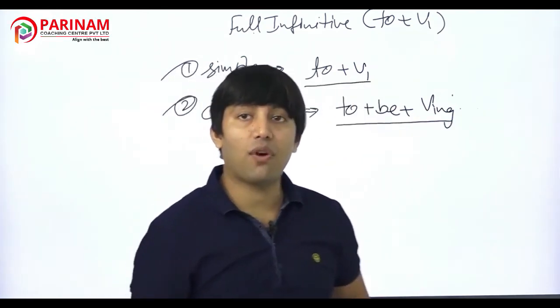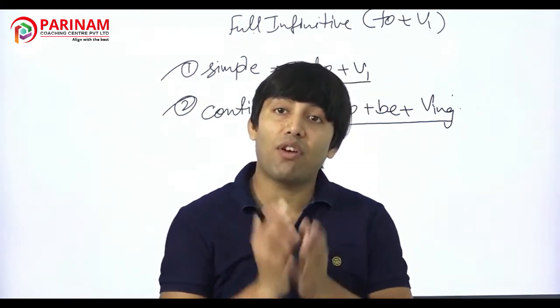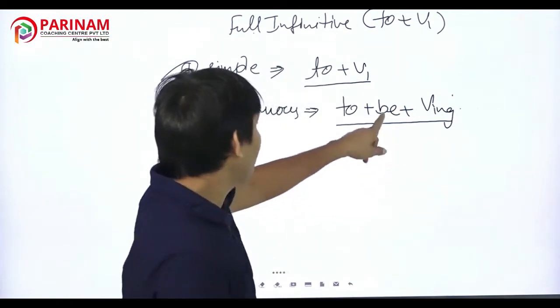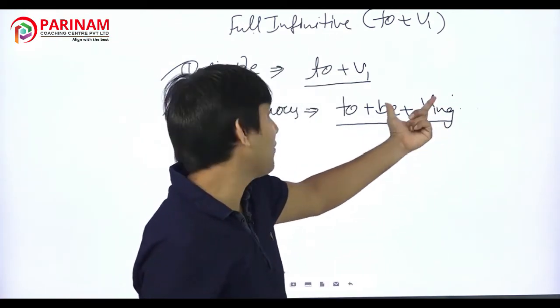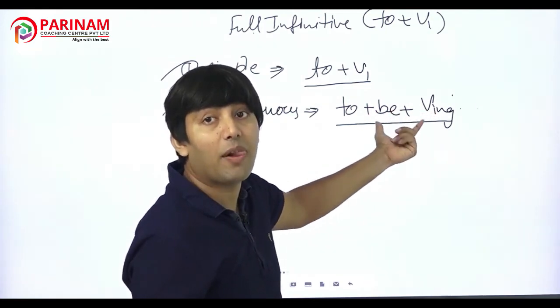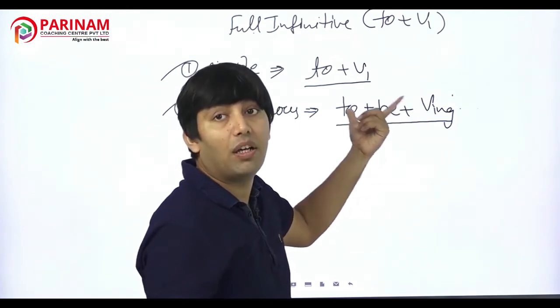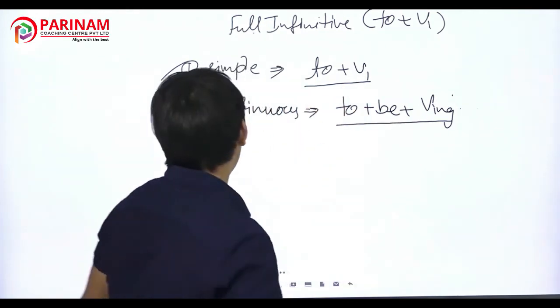When we say the continuous form of the verb, when it is written after the form of be, here I have written form of be and then ing, that means this will be called, what will we call it? We will call it continuous form. So this becomes continuous form of the full infinitive.